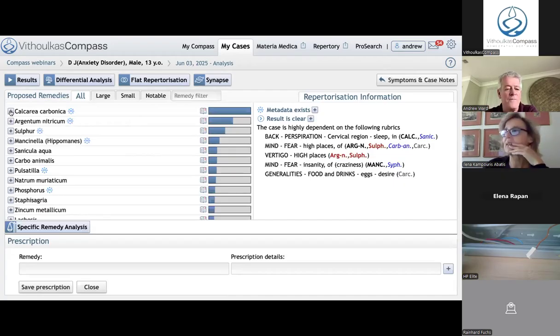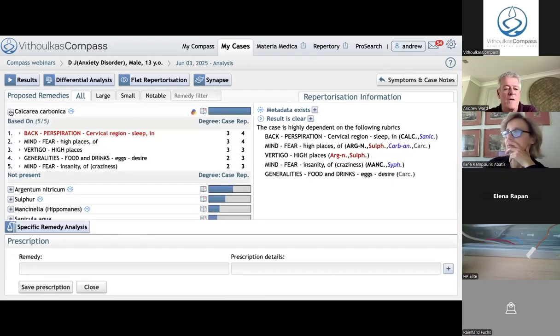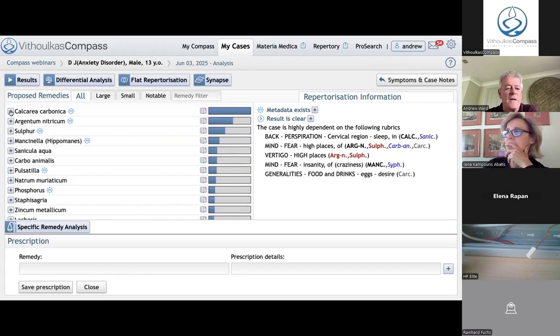Here we can see all 5 symptoms beautifully lined up. Couldn't see a clearer case, really.